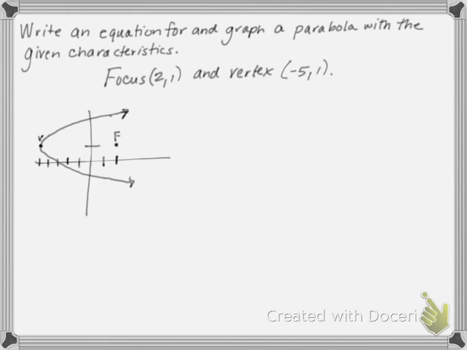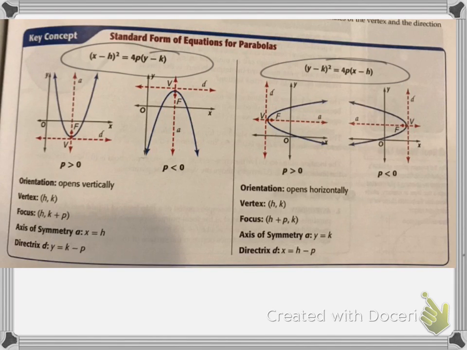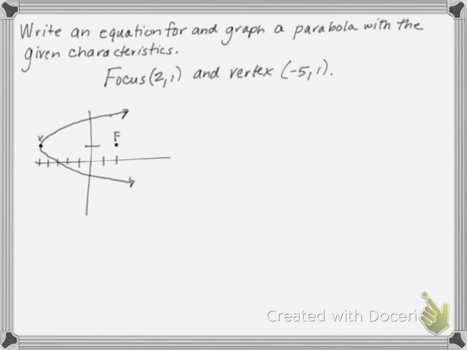So when I know the orientation of my graph, I'm able to know which equation I need to use. The one that I need to use is (y - k)^2 = 4p(x - h). Alright, so I'm going to write that down. I'm going to use the equation form (y - k)^2 = 4p(x - h). I already know what k and h are. This is h, negative 5, k is 1. I just need to find 4p.